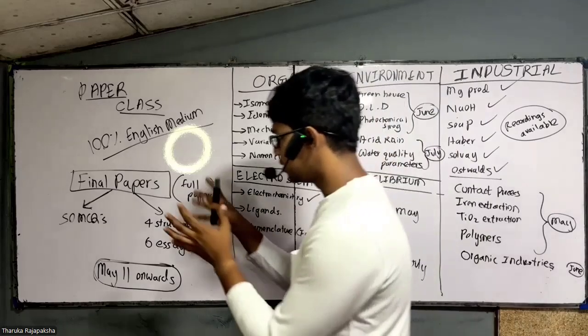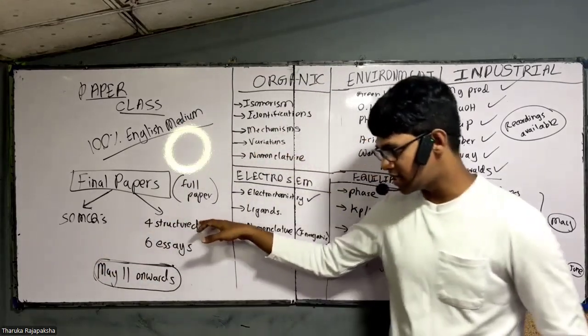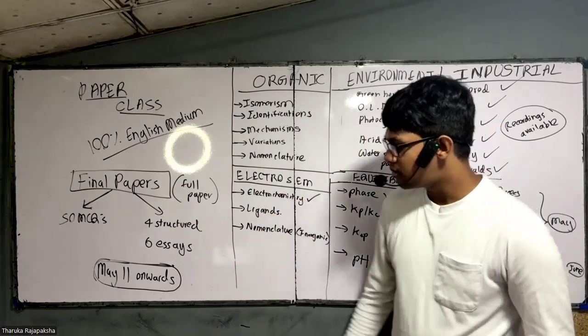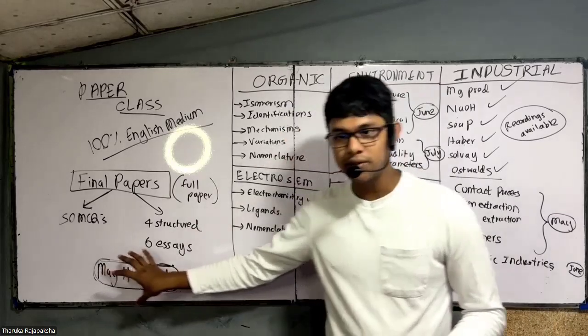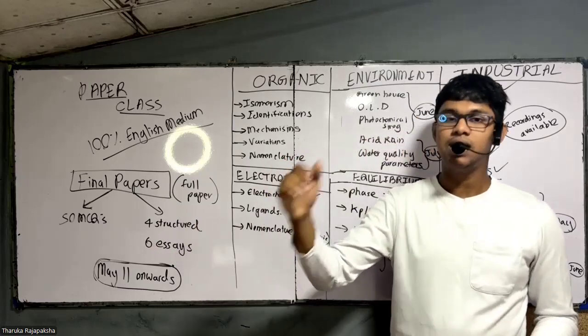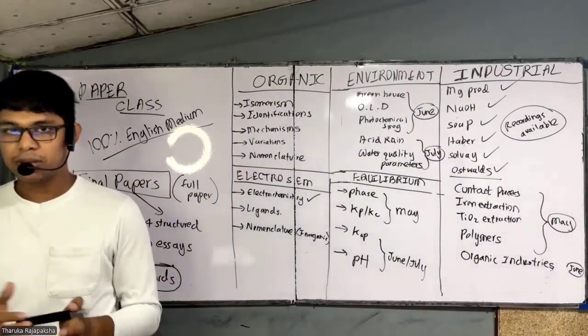So likewise, you are doing the final papers. In the final papers, there are 50 MCQs, 4 structured essays, and then 6 essays. That's just like the A-level paper. So May 11th only we are starting the paper class. Again, you have to pay for the month of May, but your papers will start in May 11th onwards. So this is different to the APS papers which we had before.